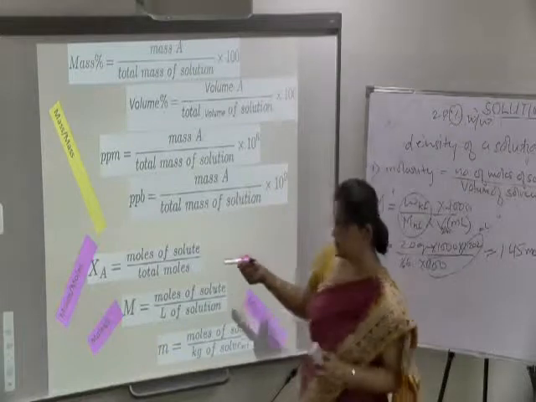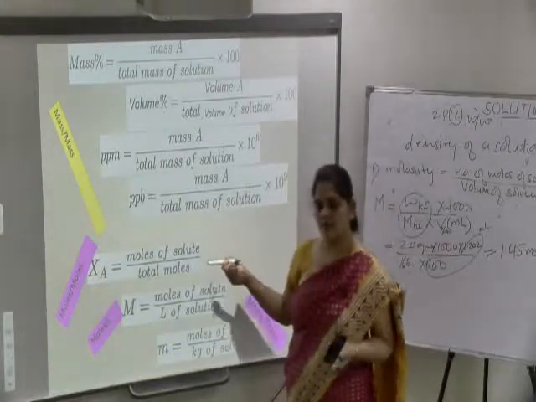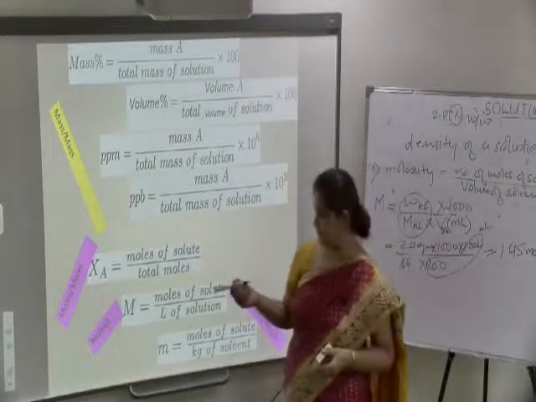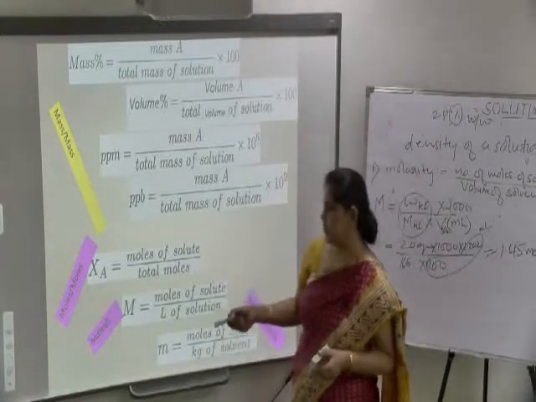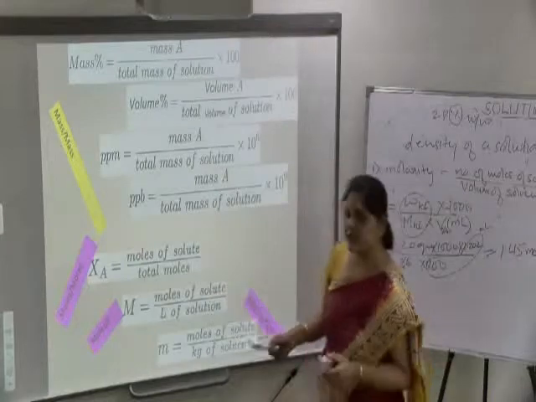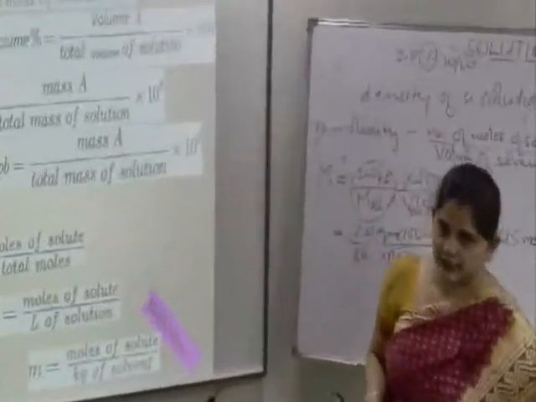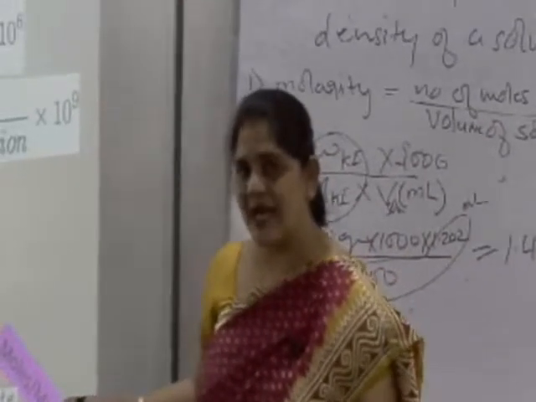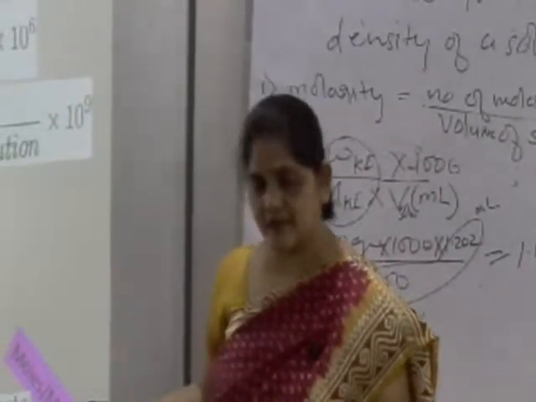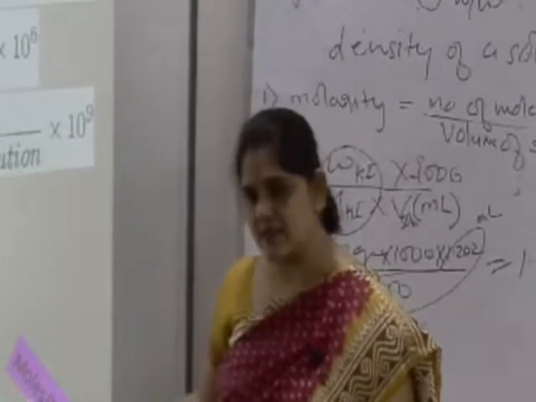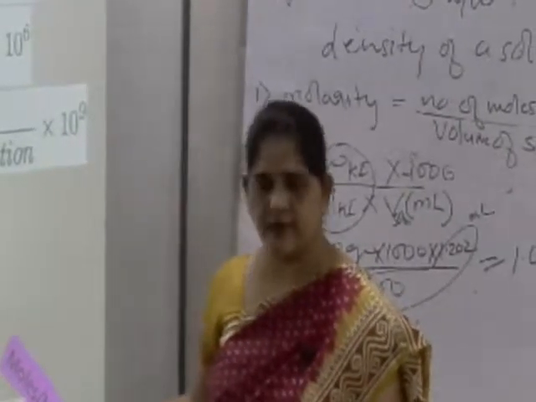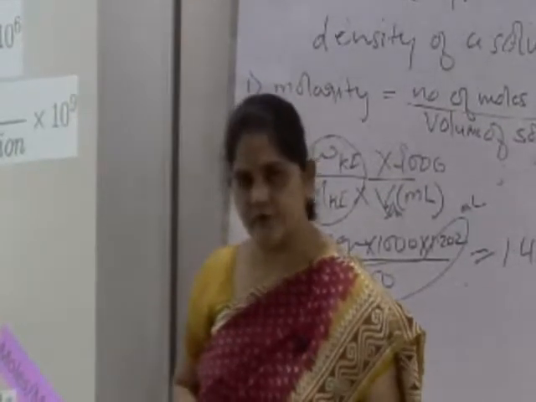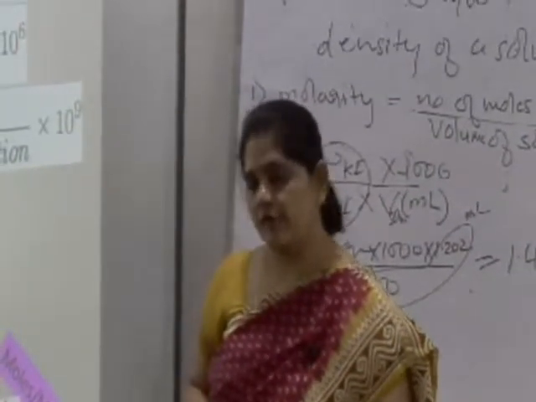Then the third method was the molar concentration method, where we have done the mole fraction, that is, the number of moles of a component for every 1 mole of the solution, on a scale of 1. We have done molarity, which is the number of moles of the solute present in a liter of solution. And the last method is molality, which is the most preferred method because it is independent of temperature, and is the number of moles of the solute per kg of the solvent.